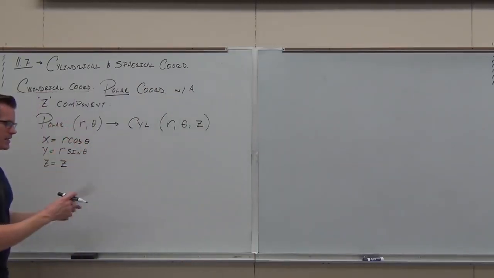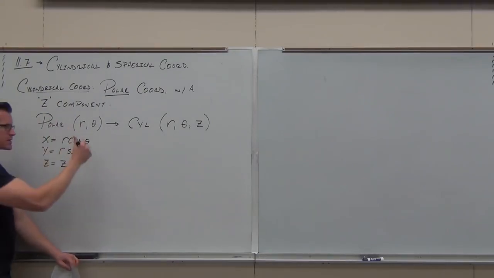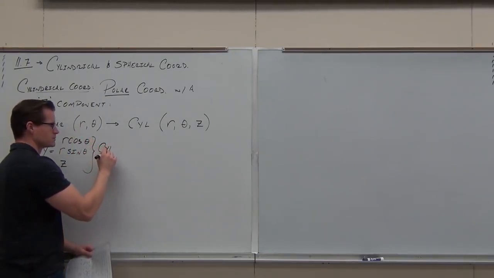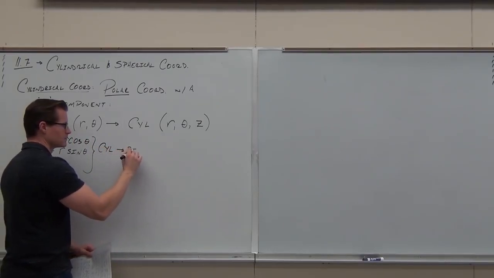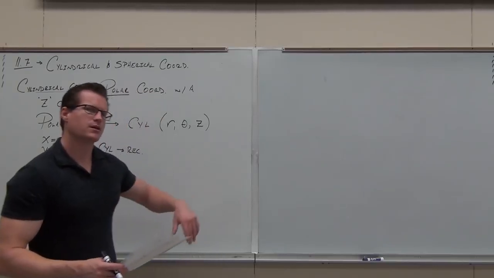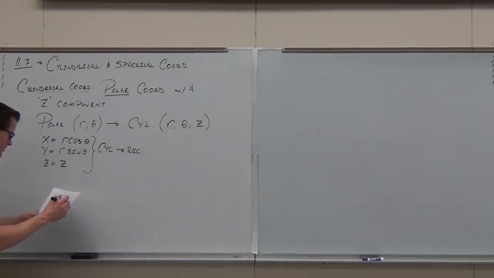We use these identities to go from cylindrical to rectangular. You plug in cylindrical, you get rectangular. So this is used for cylindrical to rectangular. If we need to go back from rectangular to cylindrical, we use this second set.